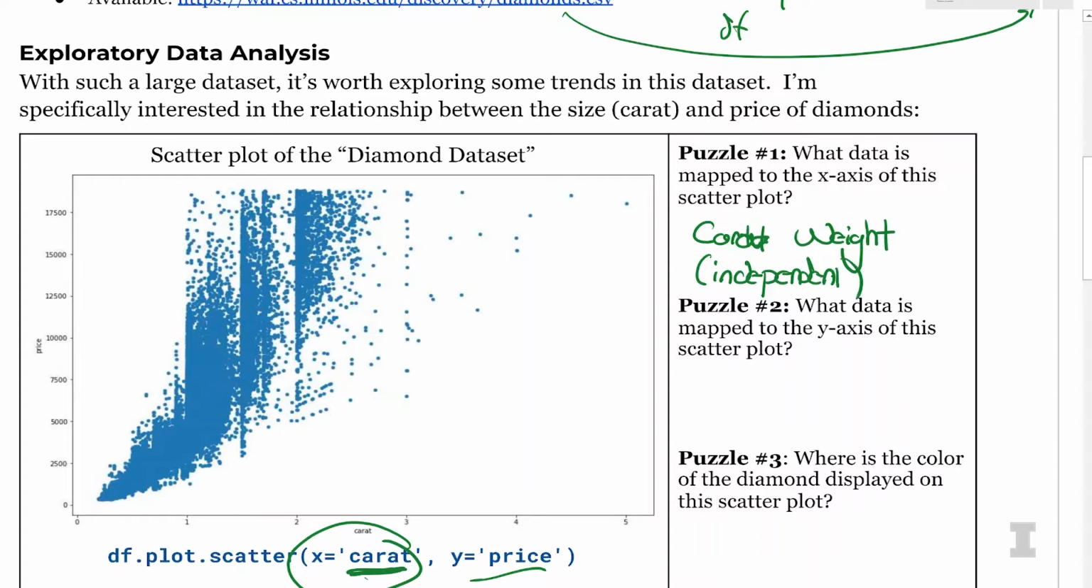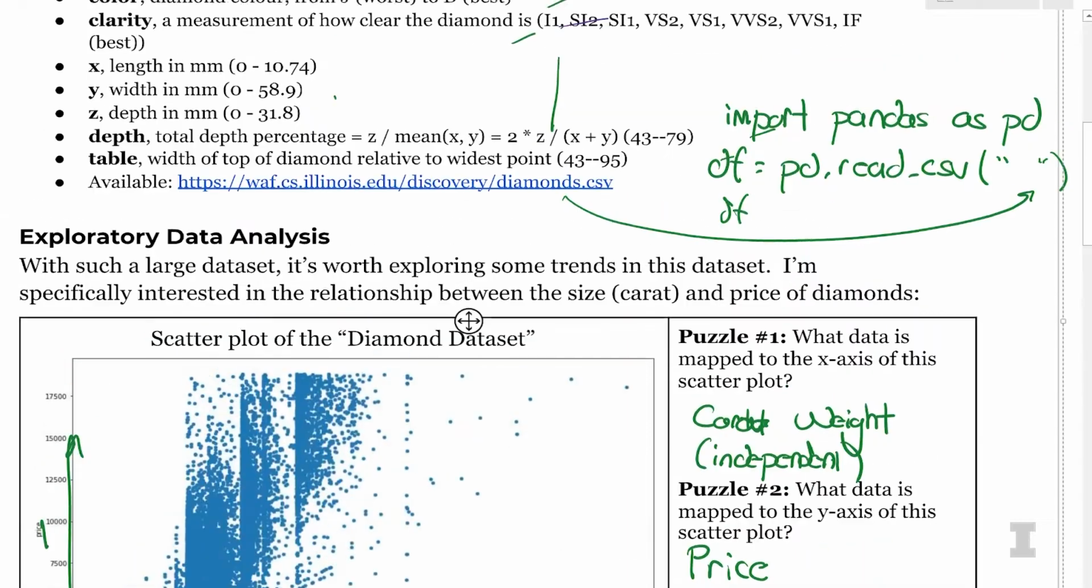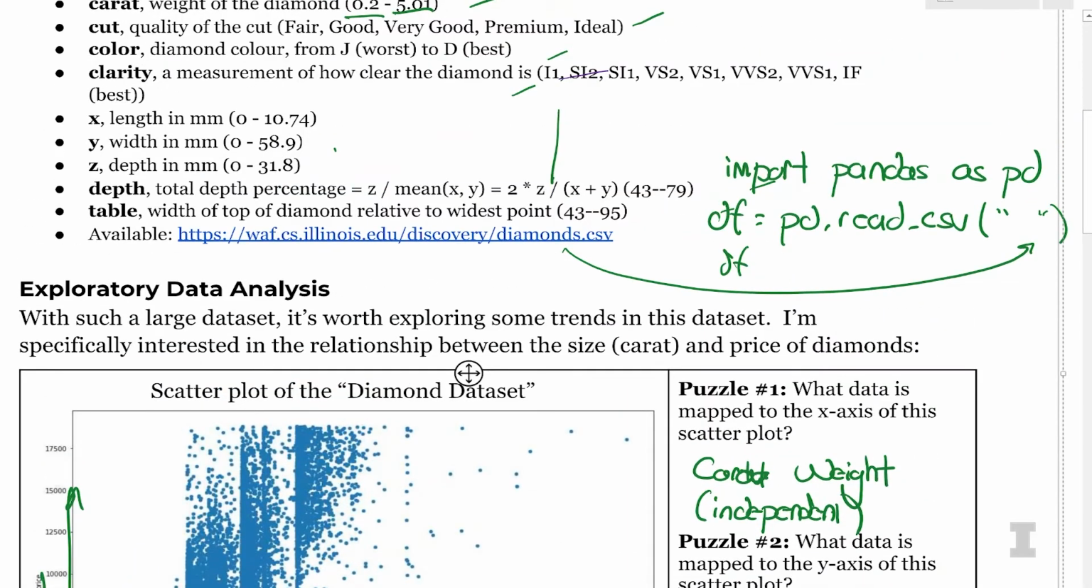And then what data is mapped to the y-axis of the scatter plot? So here, the y-axis, you can see the label is price, and this is dependent. And then the third question is, what is the color value of the diamonds displayed on the scatter plot? The color is going to be all the way from D being the best color in this data set to J being the worst color.